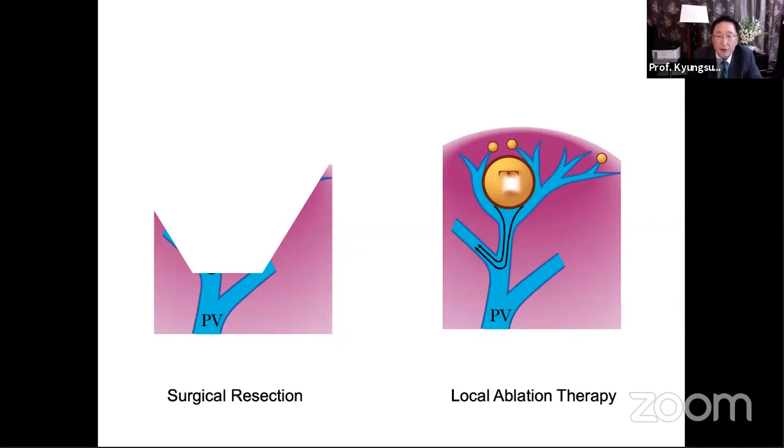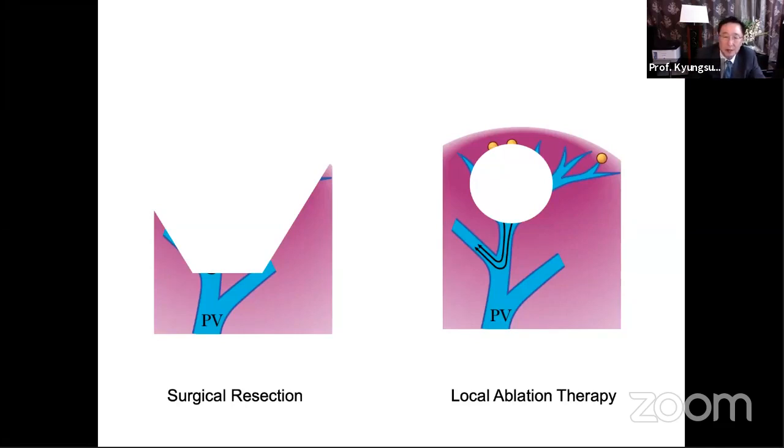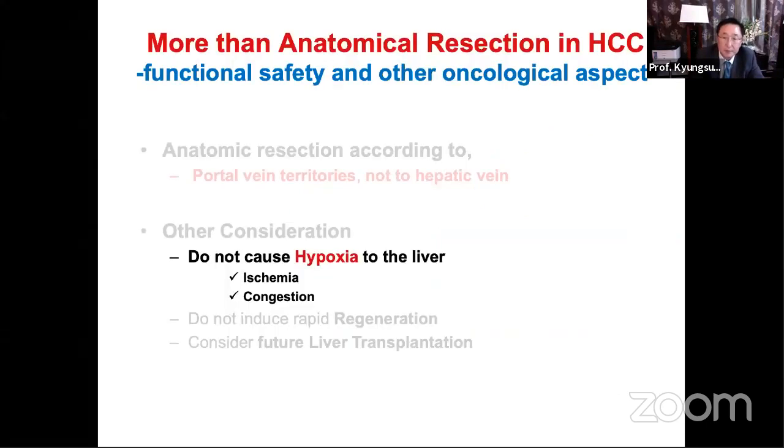But if you do RFA, sometimes the daughter nodule remains, and later it will cause recurrence around the main tumor and subsequently decreased survival. You may know this well. But today I will talk about other considerations which are important in the oncological surgical field. The first one is hypoxia.